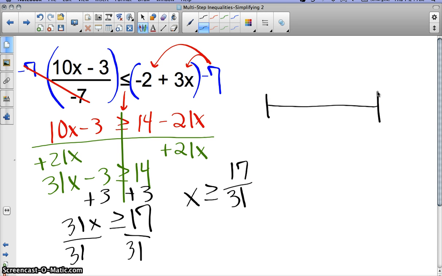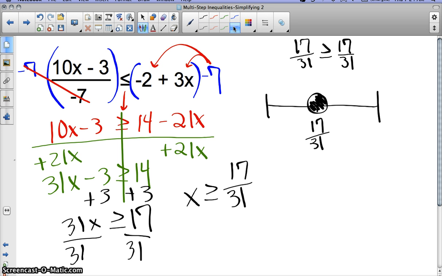Here's a number line. Here's 17 over 31. Circle it. Is it an open circle or closed circle? Is 17 over 31 greater than or equal to 17 over 31? Well, it is equal to, so we're going to shade that in.